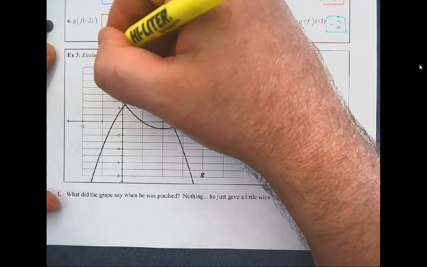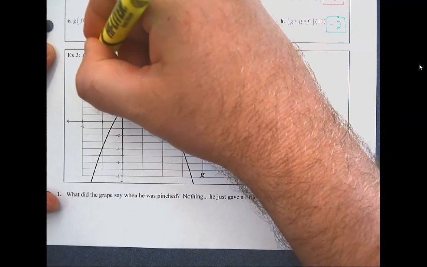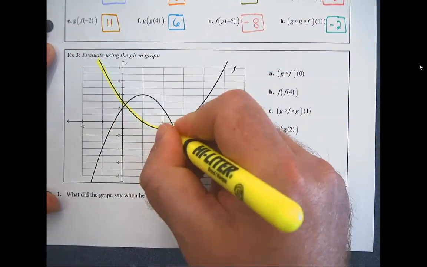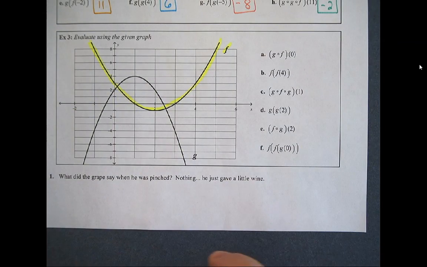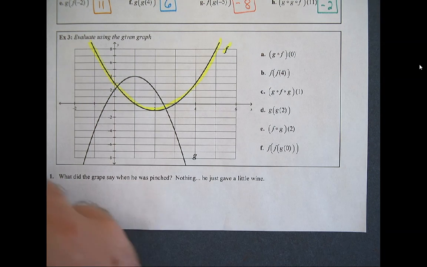Sometimes some people like to highlight these. So that's my f function. And then my other function is my g function.